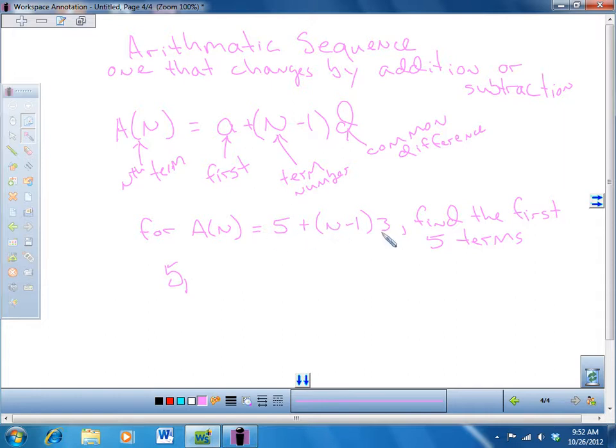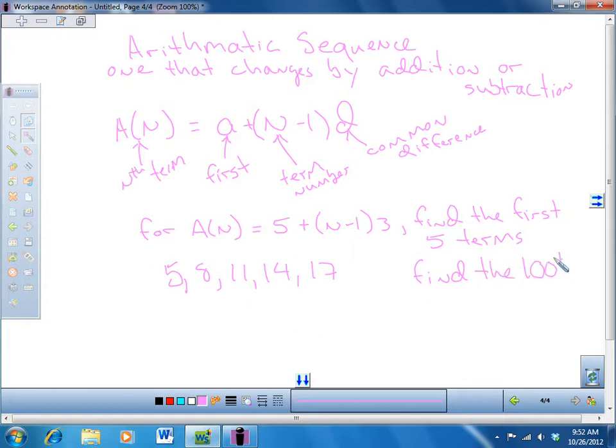You don't even have to plug into this formula because this is the common difference. So if it's going up by 3, what will be the next term? What's 5 plus 3? 8. What will be the next term? 11. What will be the next term? 14. What will be the next term? 17. Now this is where the formula is useful. What if they say find the 100th term?